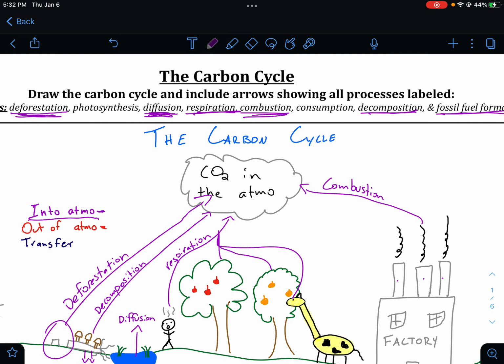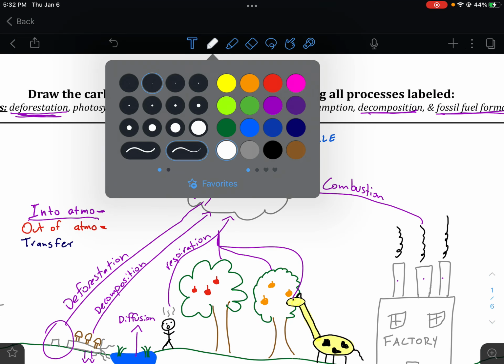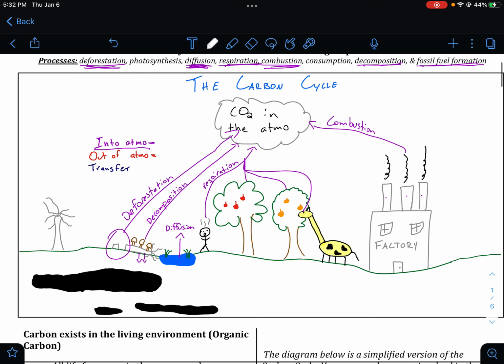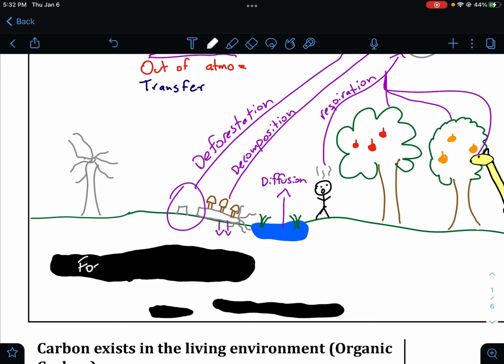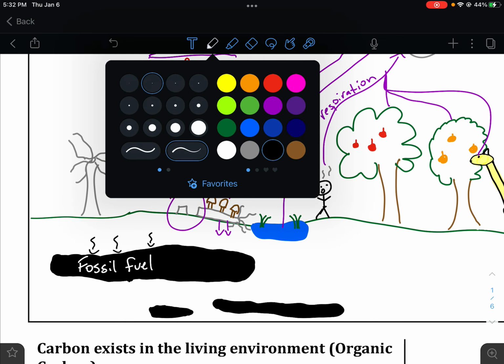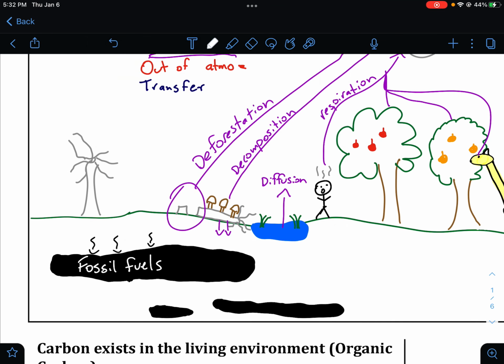And then our last one, fossil fuel formation. This isn't necessarily a process going in or out of the atmosphere, but these are our fossil fuel reserves down here. So fossil fuel formation happens from this heat and pressure on the dead and decayed plant material, squishes it together, so then we get fossil fuels right down here. And we're going to use those fossil fuels in the next video.